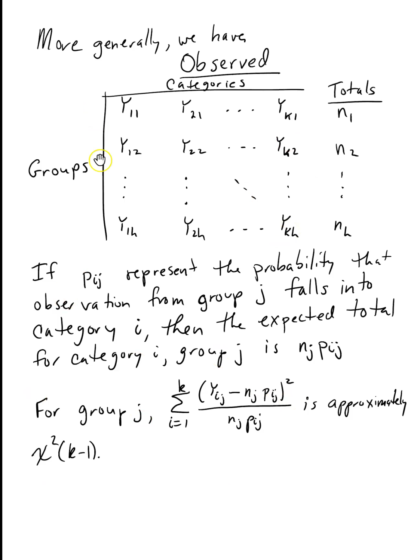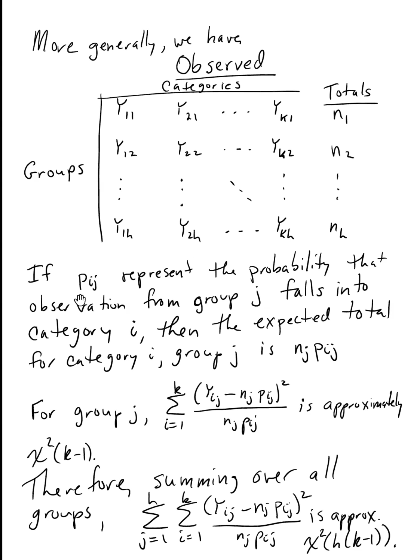Now again, all of these groups are supposed to be independent, so if I add up these things that are approximately chi-squared over all groups, I still should get a chi-squared distribution, and we add the degrees of freedom. So when we do that, if we sum up over all of the groups and do this double sum, this particular double sum should be approximately chi-squared of h times k minus 1.